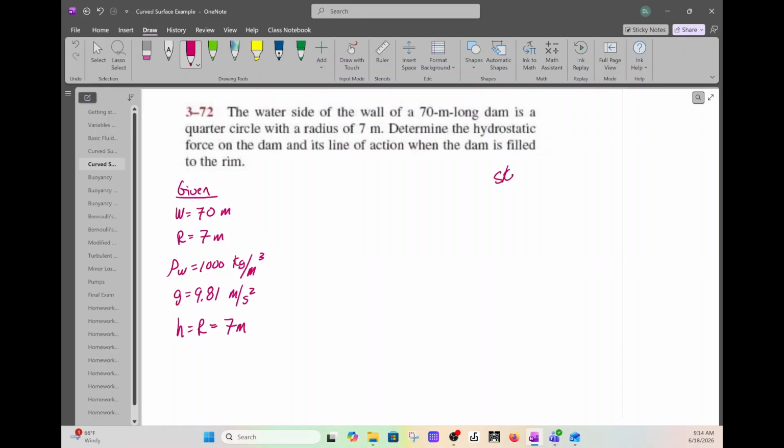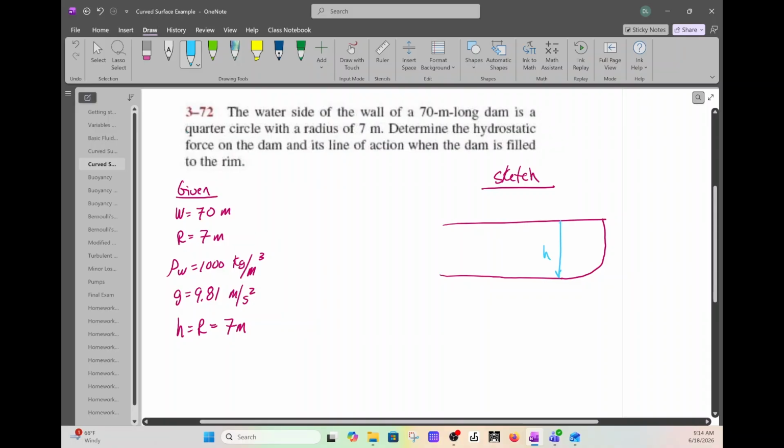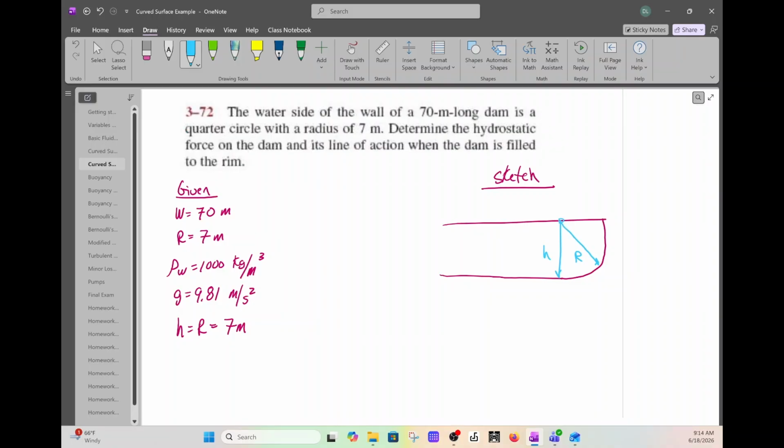You don't really understand those givens without a sketch, right? So here is this, and then we have a radius right here. Basically this is H, this is R. Okay, so this is basically filled with water. We're looking for FR.